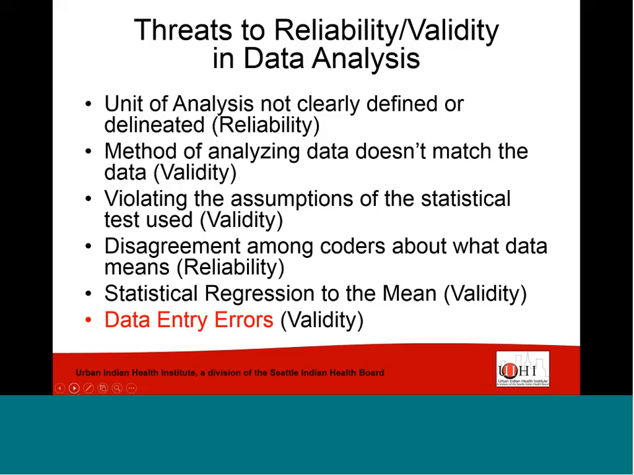Statistical regression to the mean is another one that we see a lot. And really what we know is that over time, even if they make improvements, people have a tendency to regress to the mean, or to the average, on any variable. And so this can create a natural threat to validity. And then finally, data entry errors. This is a big one, and I'm going to talk a little bit more about this. Next slide.